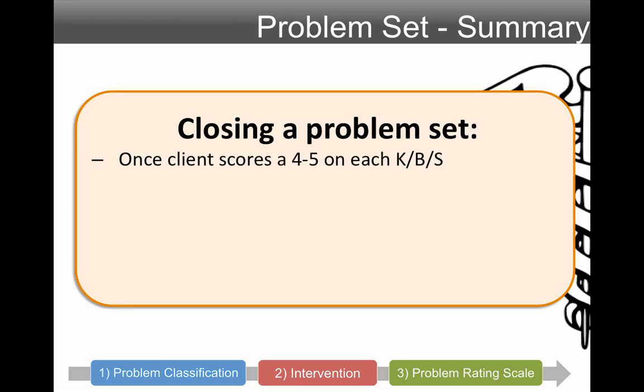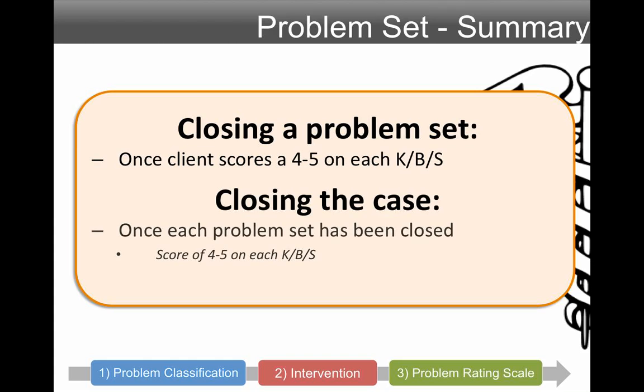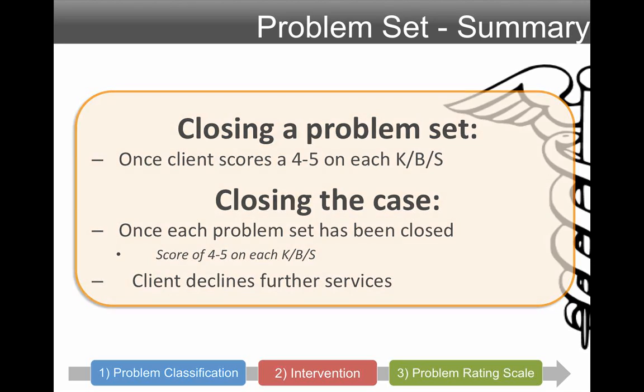Closing a problem set. Once the client scores a 4 to 5 on each KBS. Now, of course, there's exceptions to that rule if that's the highest score they could do, or you have to transfer the patient to another nurse or to another department or another resource. But this is in general. Once the client scores a 4 to 5, then that problem set is closed. To close a case, once each problem set has been closed, you could close the case, or the client declines further services, of course.